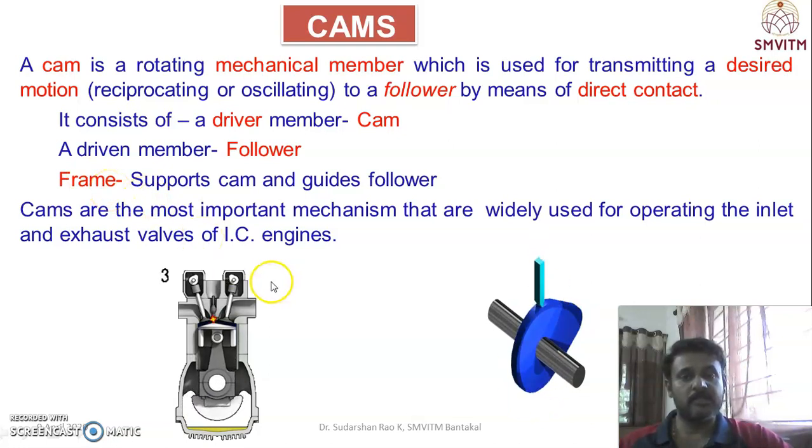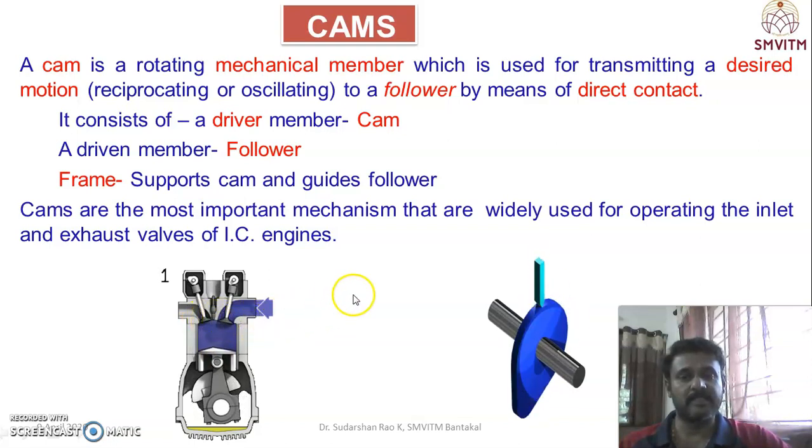CAMs are widely used in IC engines to operate the inlet and exhaust valves. So this is a CAM of an IC engine. The CAM rotates and the follower reciprocates, and it operates the inlet and the exhaust valve of an IC engine.